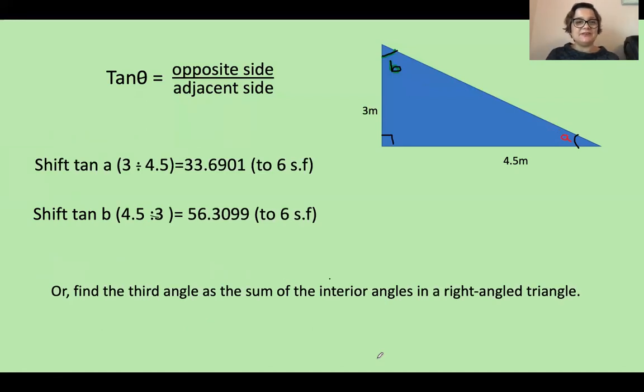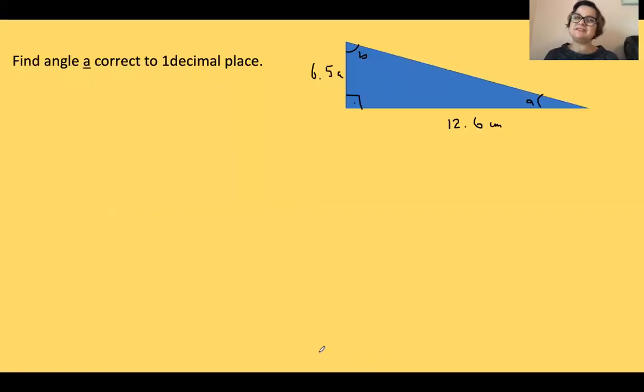And this is a problem where we just did this one, but this is your independent work. You have a right angle triangle, the acute angles are both unknown, but you know the opposite and the adjacent side for both angle A and angle B. So you need to find the size of both angles, correct to 1 decimal place.